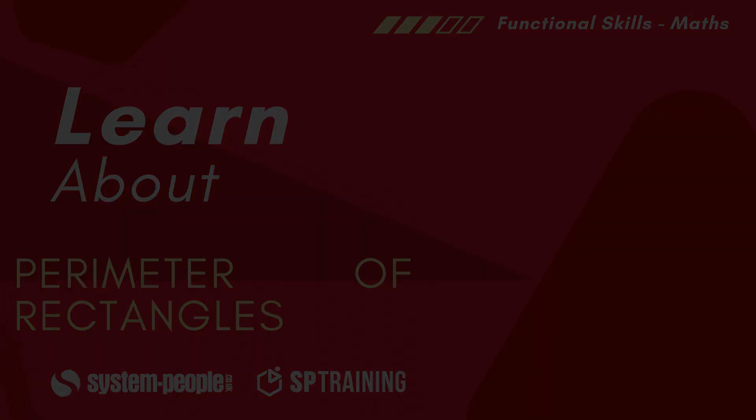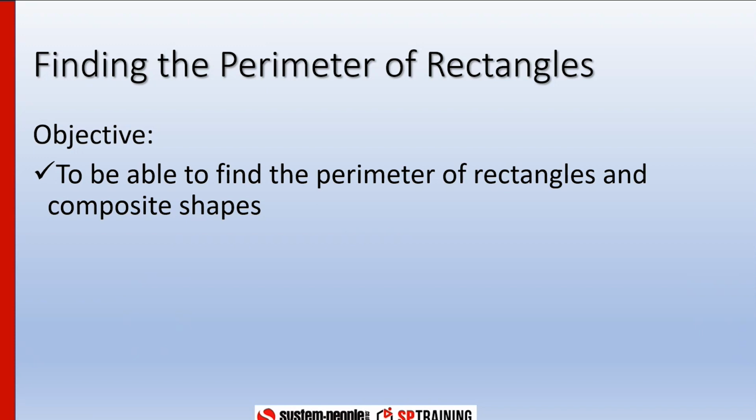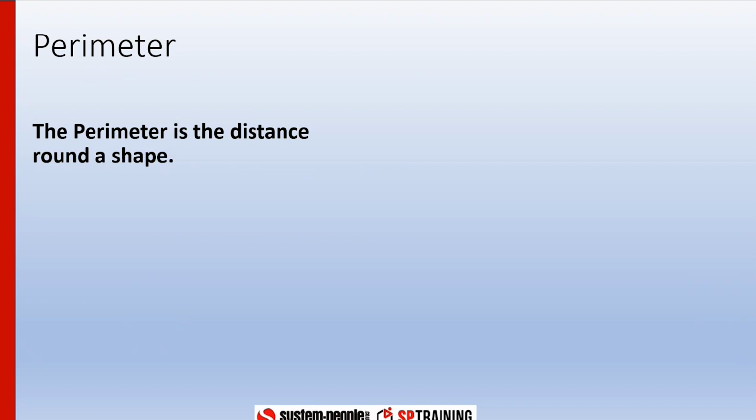It is on finding the perimeter of rectangles, and our objectives are to be able to find the perimeter of rectangles and composite shapes made up of rectangles and squares as well. The perimeter is the distance around a shape. Okay, it is the distance around it.